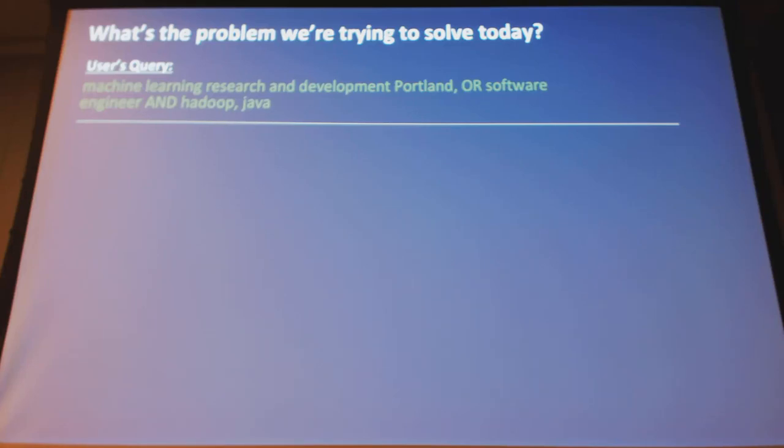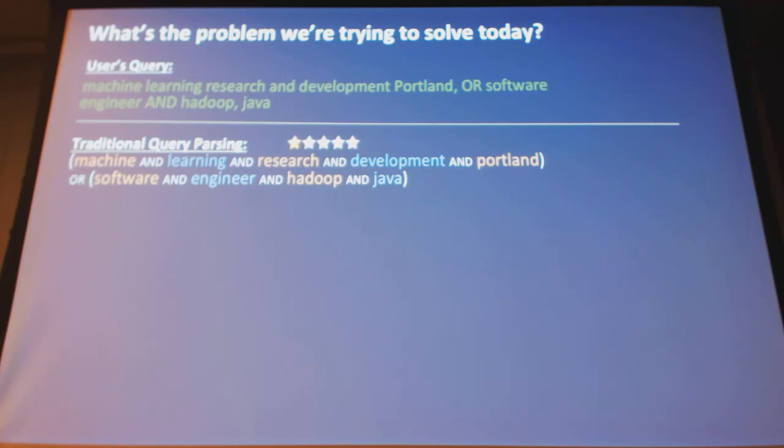So, can someone tell me, if you pass this to Solr or Lucene or Elasticsearch, how's it going to parse this? Basic Lucene out of the box, what's it going to do? The 'or' gets translated into an operator. Yep. So let's say your default operator is AND. The other words will be just treated as terms. Yep. So something kind of like this: machine and learning and research and development and Portland. Oh, 'or' is actually a Boolean operator in this case. So software and engineer and Hadoop and Java.